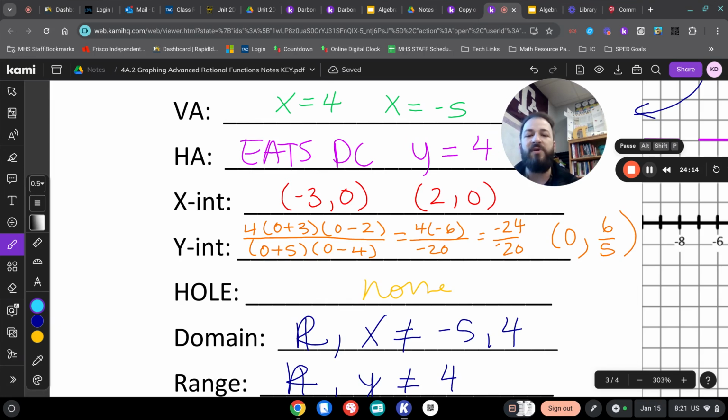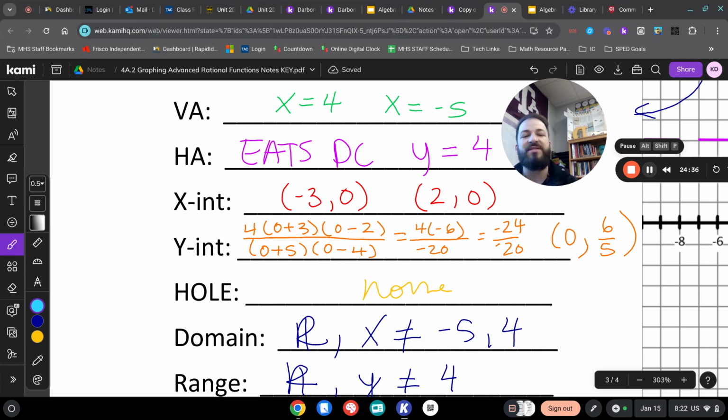For our y-intercept, we plug in 0 across the whole thing. So 4 times 0 plus 3 times 0 minus 2 over 0 plus 5 times 0 minus 4. So on top, that would reduce down to 4 times negative 6 over negative 20 on the bottom, and then negative 24 over negative 20, which we can simplify down to positive 6/5.